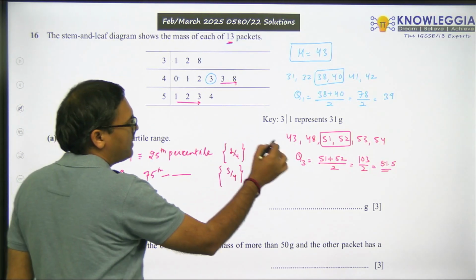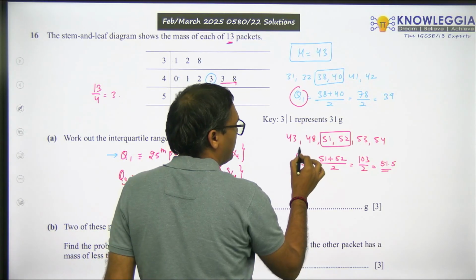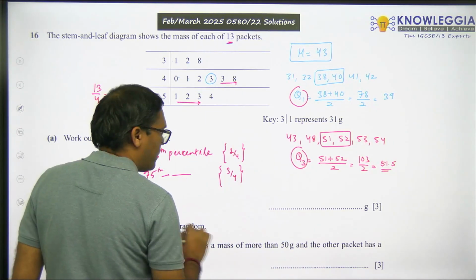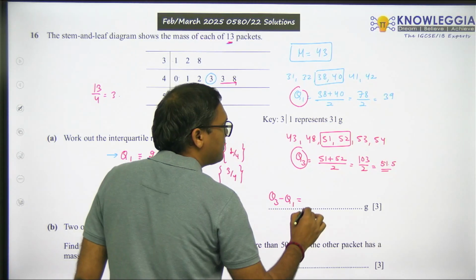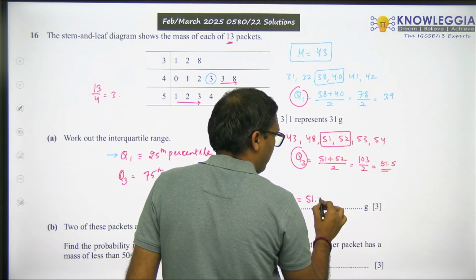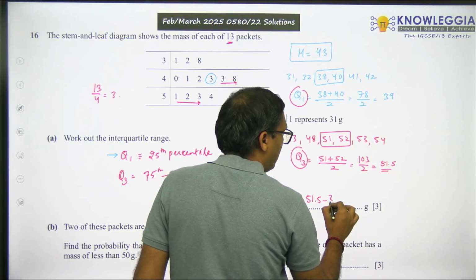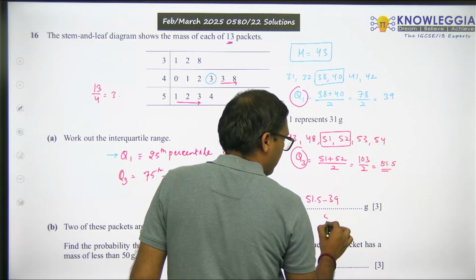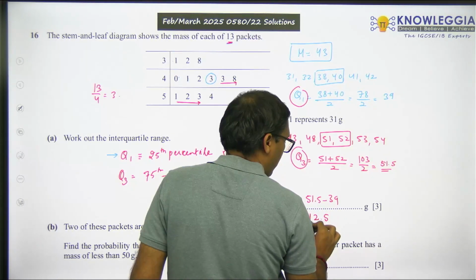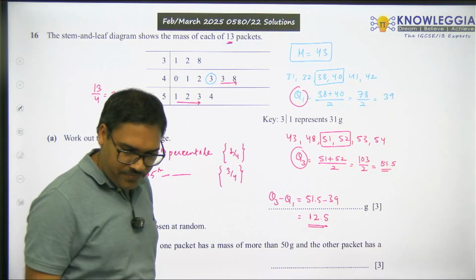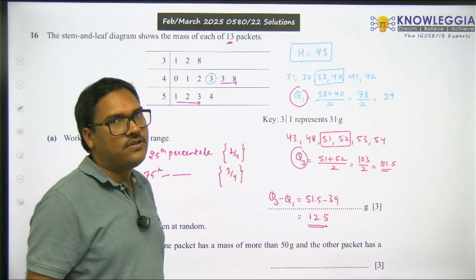So what is the interquartile range? The difference of Q1 and Q3. So the interquartile range is Q3 minus Q1, which is 51.5 minus 39, which is 12.5 grams. So what is the answer? 12.5 grams is the answer for this question.